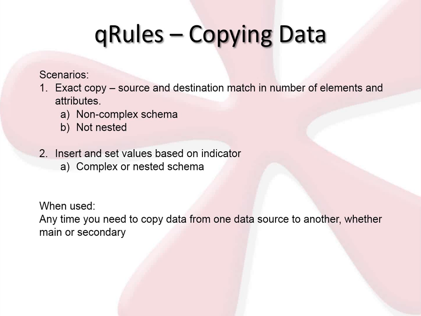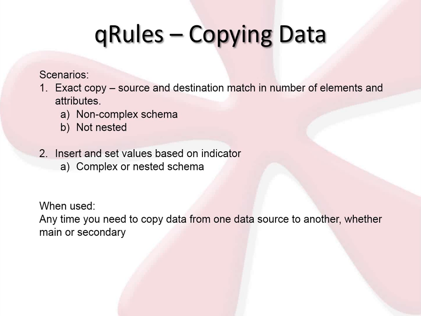It's not straightforward. We have two approaches that we can use in qRules for copying data from one data source to another. Actually, there's more than that, so I'll probably digress and go off on another one of my little tangents. But the main two scenarios are if there's an exact copy: the source and the destination match in number of elements and attributes. It's not a complex schema. It's not nested. In those scenarios, we use the copy table command.